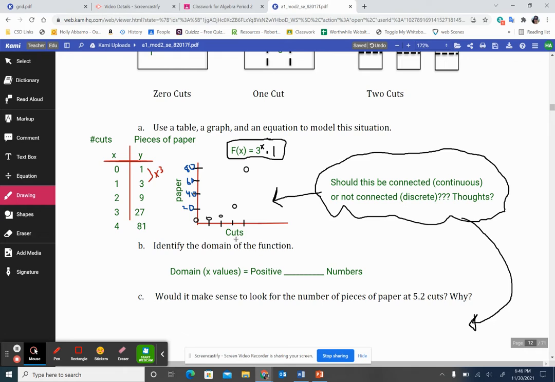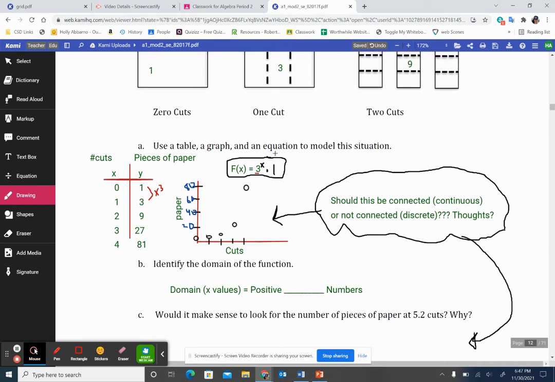So I decided I'm going to make a quick graph. My number of cuts is going to be my x value. My paper pieces is going to be my y. I went by 20s on my scale here and 1s on my scale here. You could have gone by whatever you wanted, but it was definitely 1, 3, 9, 27, 81. It's definitely a curved graph. Okay. And my equation was f(x) equals 3, my rate of change, to the power of x, times my start of 1.